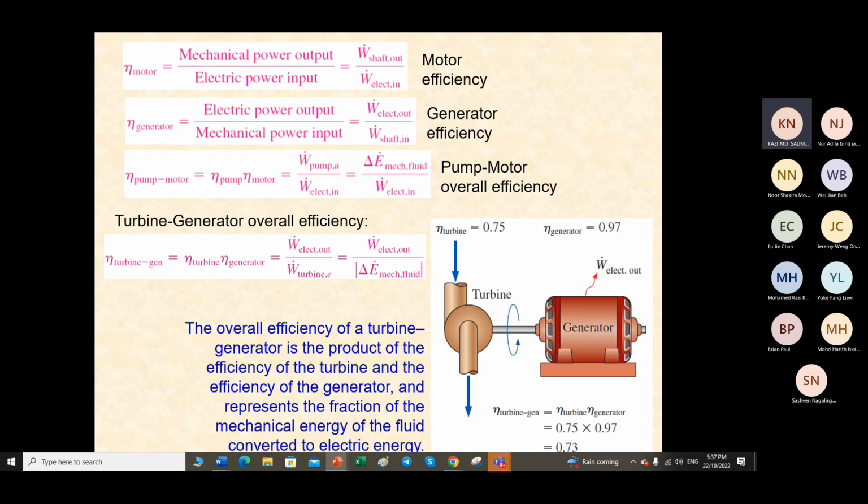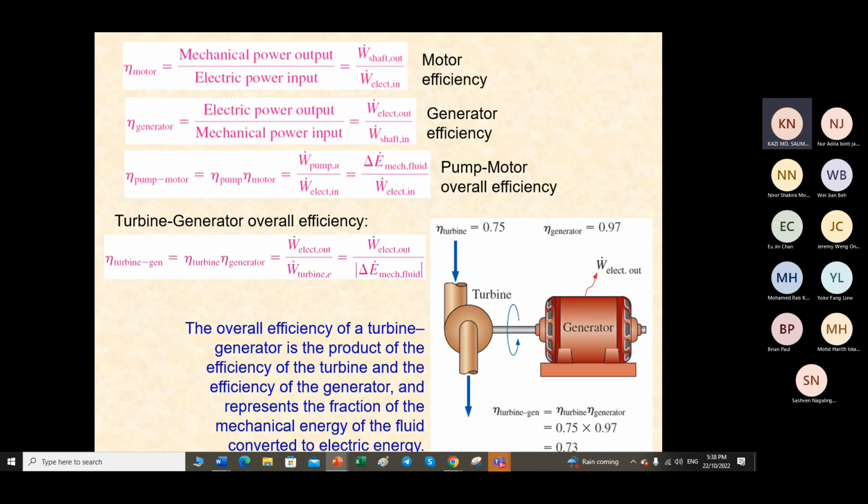So with it, we go to the turbine generator overall efficiency. We can go for the turbine and generator. How are the turbine and generator linked? If it is a water turbine, then it operates at a low RPM. If it is a steam turbine or gas turbine, it operates at a very high velocity, so a very high RPM.